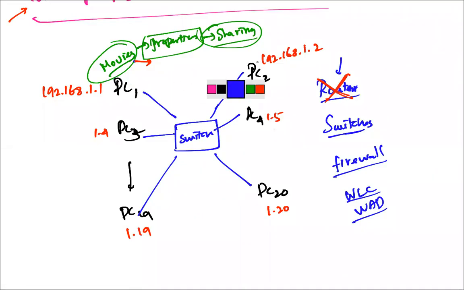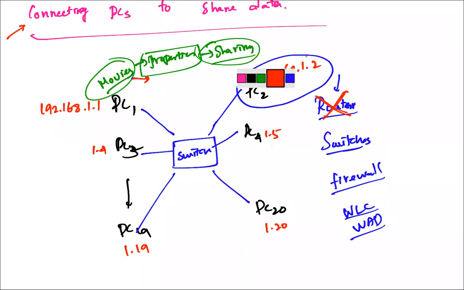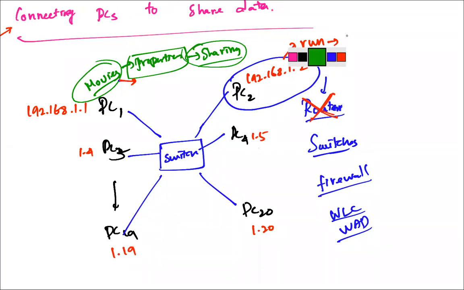For example, let's say PC2 wants the movie that PC1 has shared. Now what PC2 can do is go to an application called Run. Most of you might have seen it. If not, I'll show it in my lab. Okay, Run, and I'm just going to type the IP address.